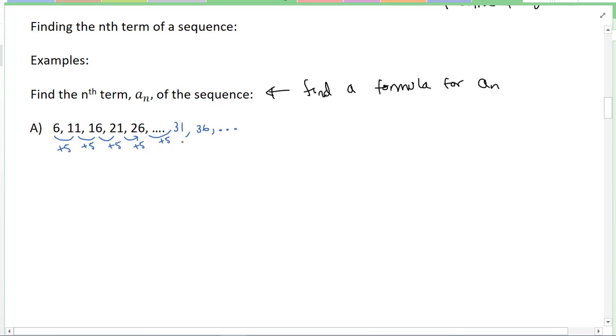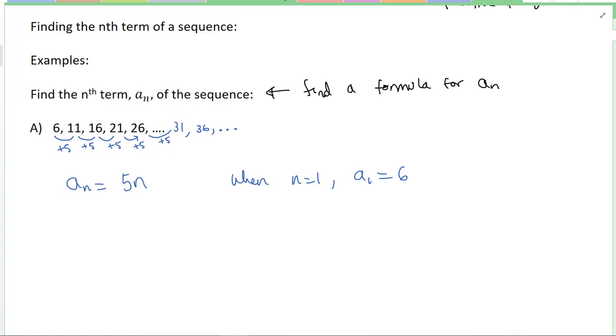So it's a change of 5, right? That's kind of like slope. So my a sub n is going to be 5n. And then what do I need to do to get 6 when n is 1? When n is equal to 1, a sub 1 is 6. So I need to add or subtract something to get to 6. It looks like if I add 1, does that work? Right, so let's try it. When n is 1, using this formula, a sub 1 will be 5 times 1 plus 1, which is in fact 6.